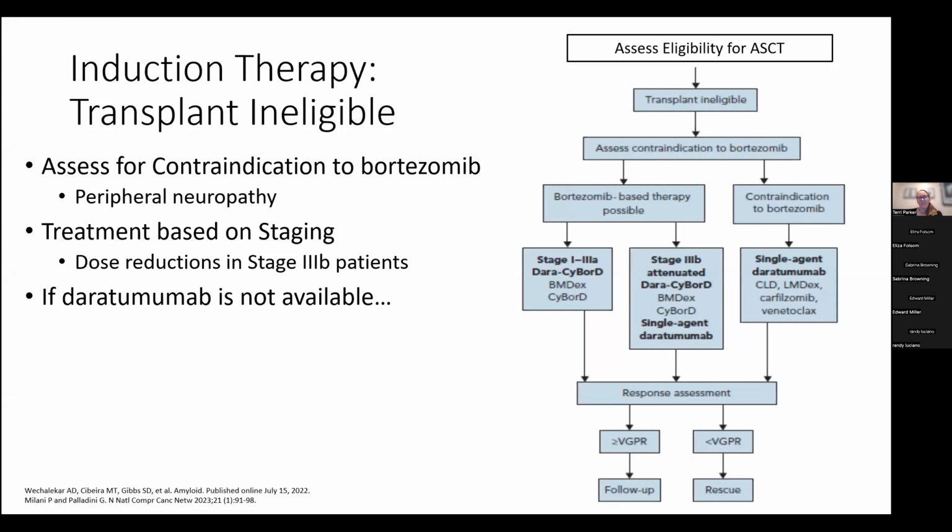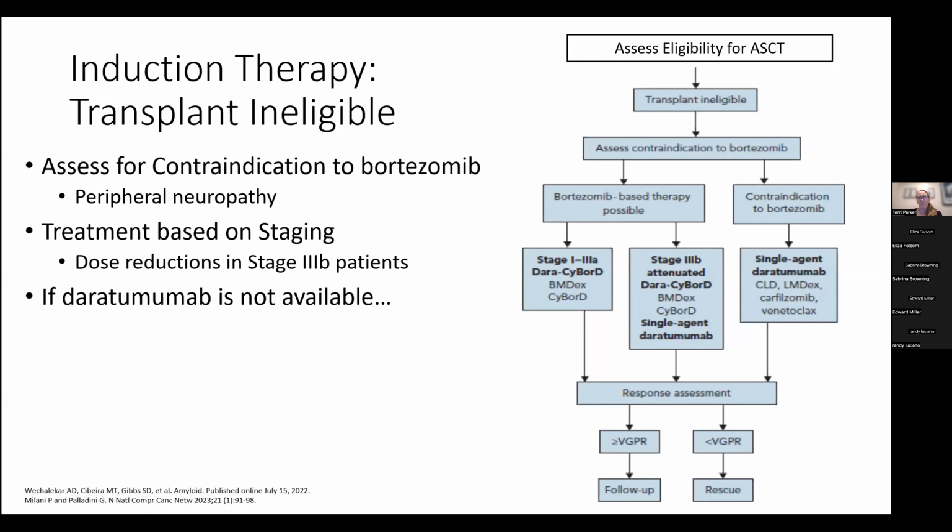Now, unfortunately, not all of our patients are considered to be transplant eligible. Again, a lot of this is due to organ dysfunction, advanced age, patient preference. And so if an individual is not transplant eligible, our next step is to really assess for any contraindications to bortezomib, which is a chemotherapeutic agent, also known as Velcade.